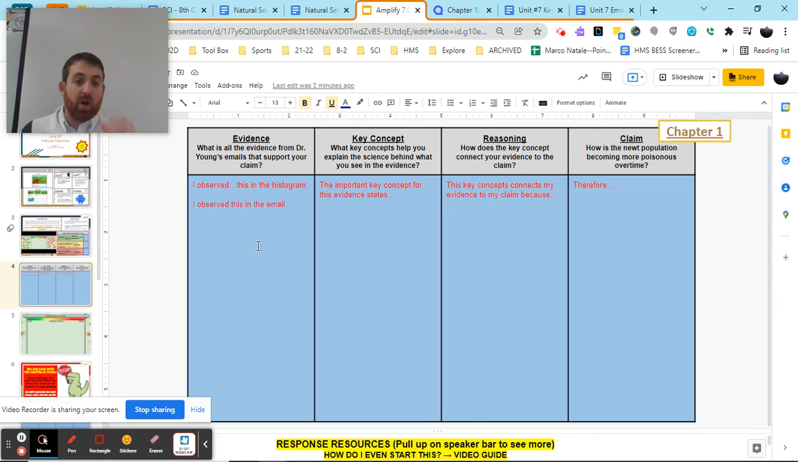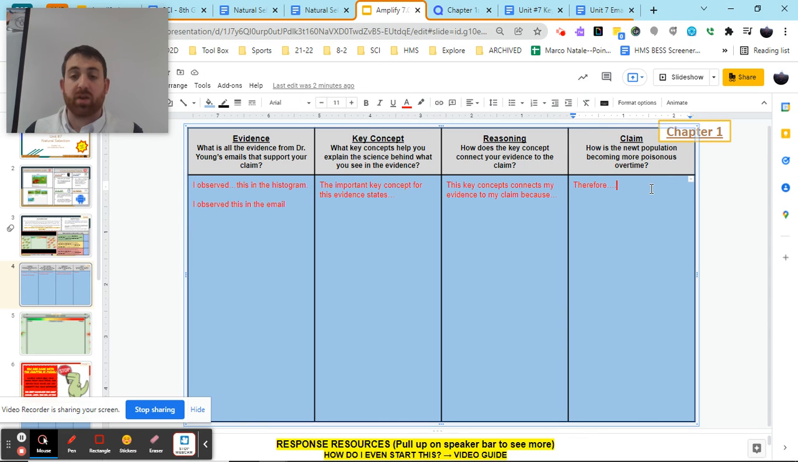So start by looking at the evidence, choosing which key concept helps you make sense of the science behind it. We should have a claim for what's going on. And then last but not least, we should have that reasoning section that connects our evidence to our claim using our key concept. We should see for every piece of evidence a key concept to help us connect to the claim.